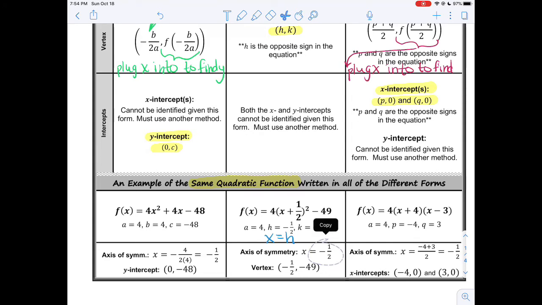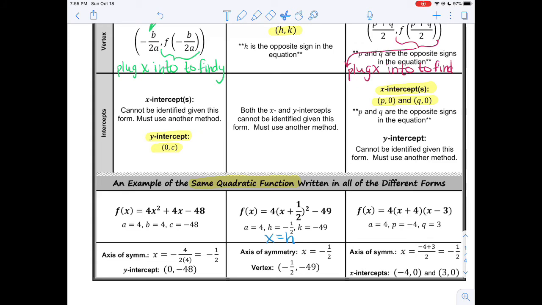Our vertex, if we take the negative 1/2 and we plug that into our original equation right here where we see x, you will see that you'll have a negative 1/2 plus 1/2. This entire term goes to 0, and what you're left with is negative 49. The same equation written in standard form would look like this, where we have an a value of 4, a b value of 4, and a c value of negative 48.